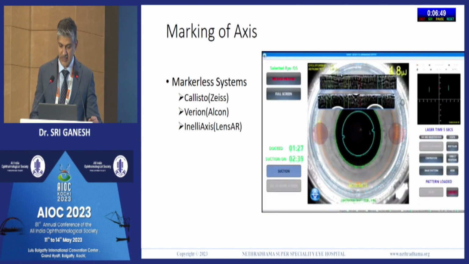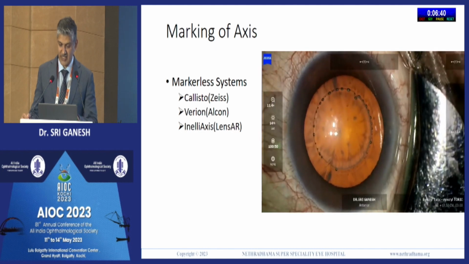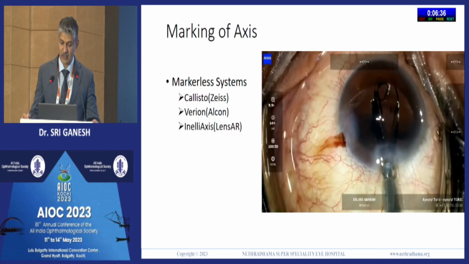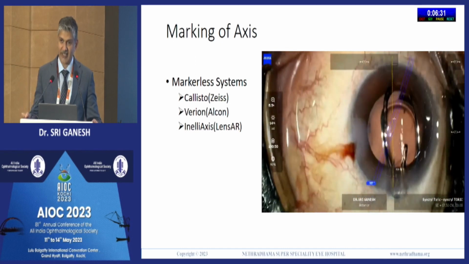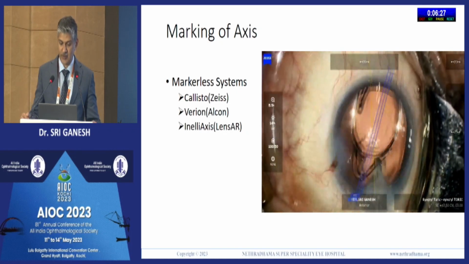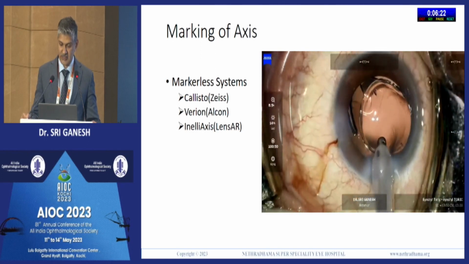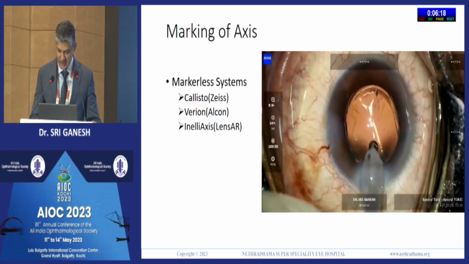So if you look at the lens AR system, it's very advanced. It takes the Pentacam, and according to the astigmatism on the Pentacam, after scanning the eye and matching the reference image, you can see that you have two marks on the capsulorhexis tags, which indicate where the lens has to be placed. We are also using a Callisto markerless system to verify, but I will show you where the marks are, and you can see that here very clearly.